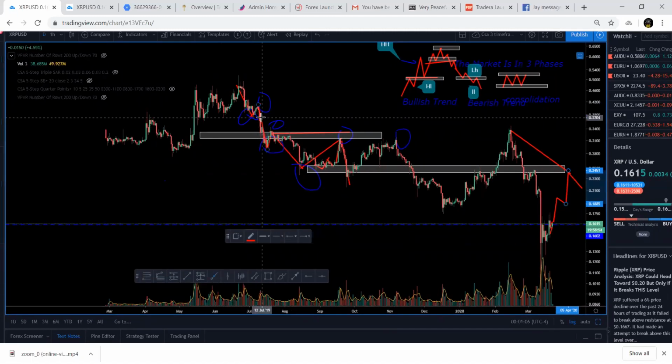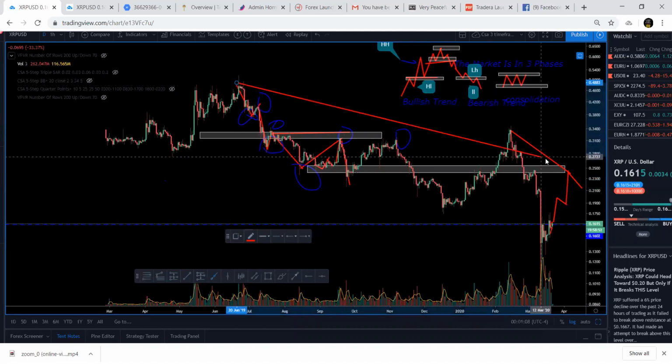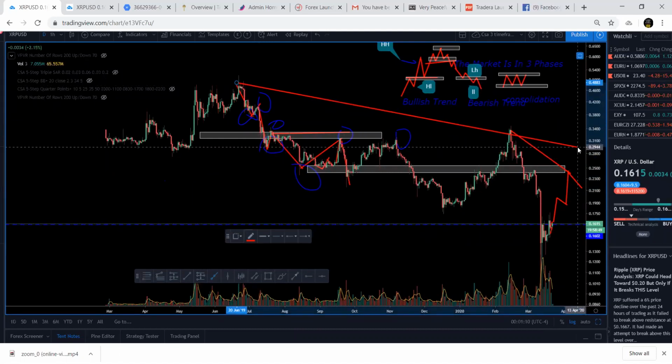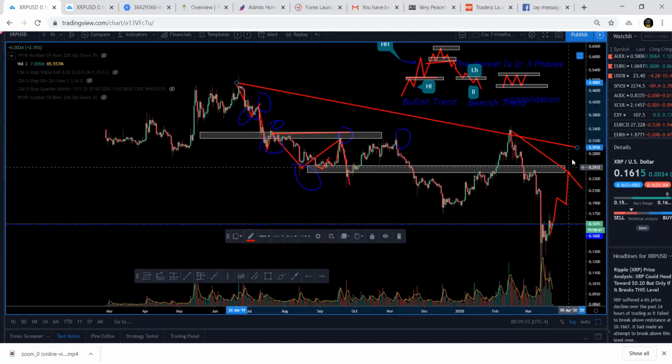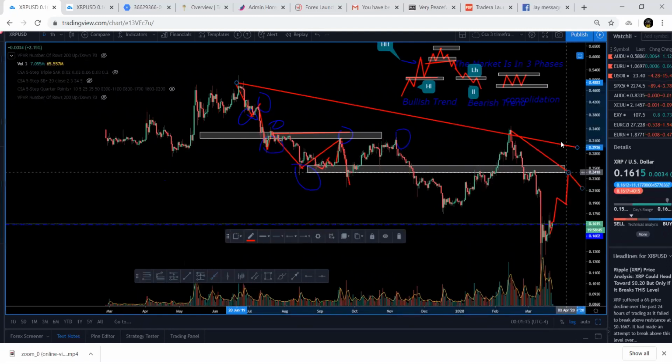Let's see here. Well, it's not textbook right now, but you guys can see how there's a lot of resistance for the bulls at this area at this point. It's a key point.